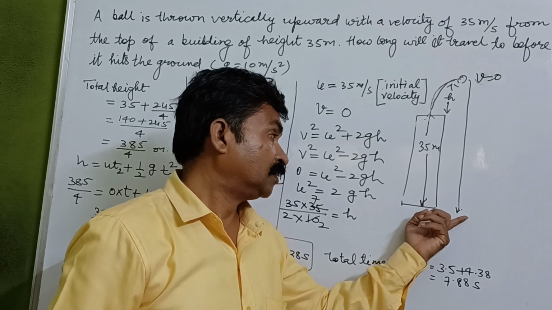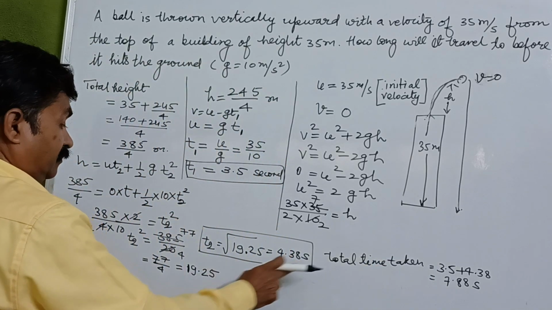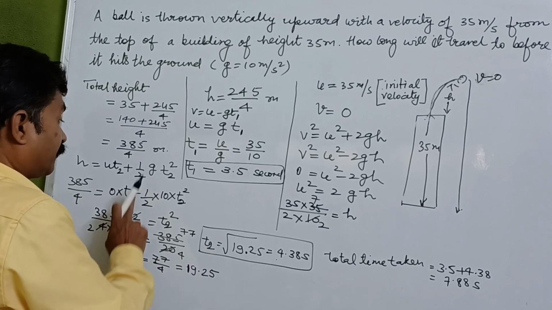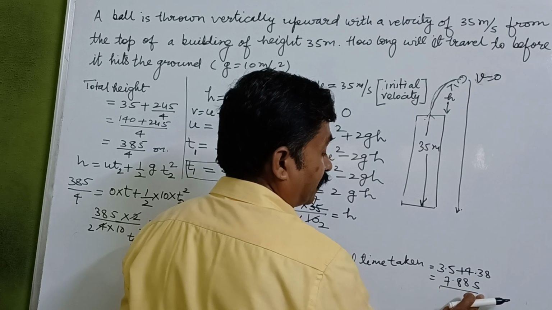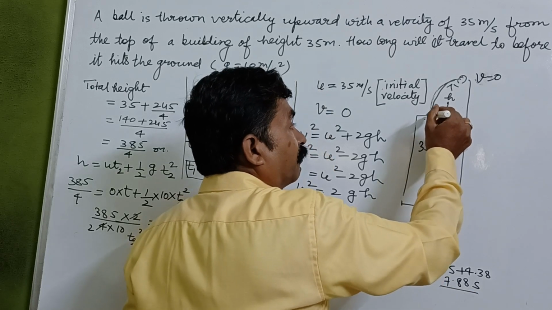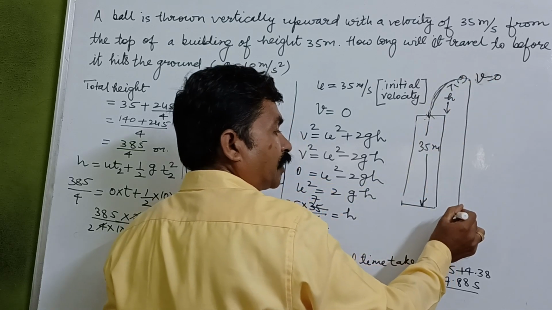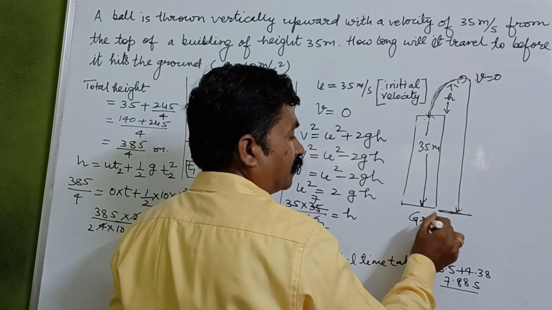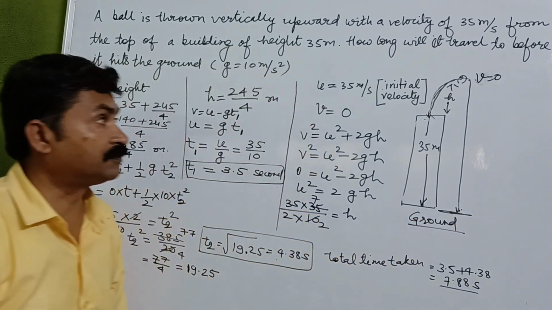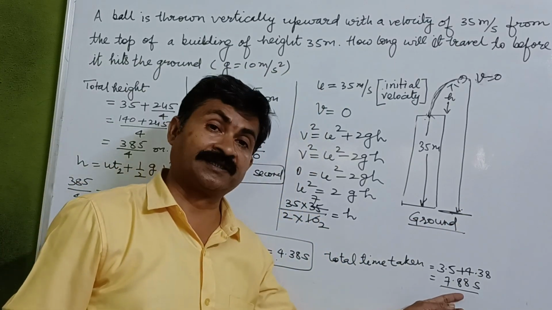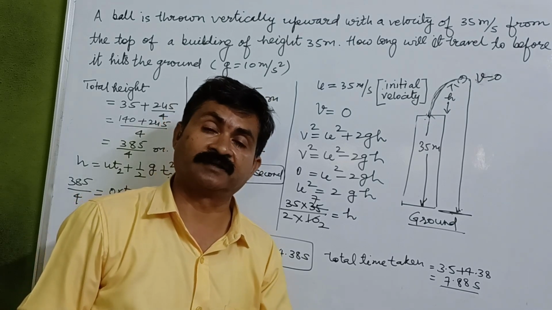So here t2 is 4.38 seconds and t1 is 3.5 seconds. So the total time is 7.88 seconds, from the building to the top and from there to the ground. This is the ground of the building. So the total time taken by the ball to hit the ground will be 7.88 seconds by this calculation.